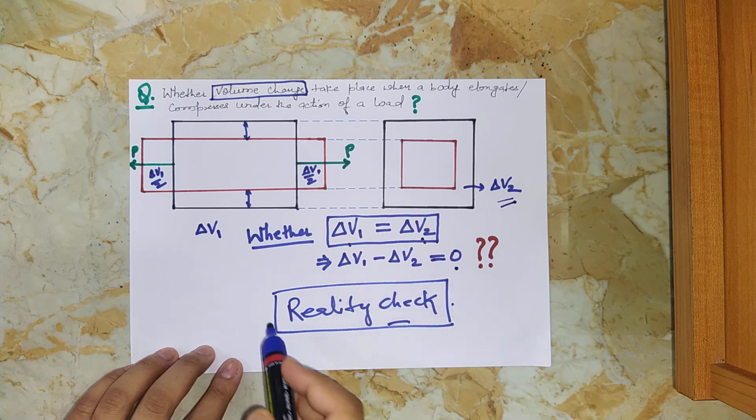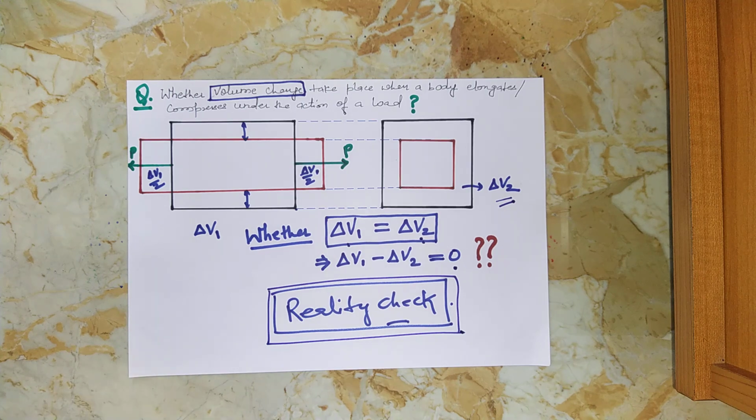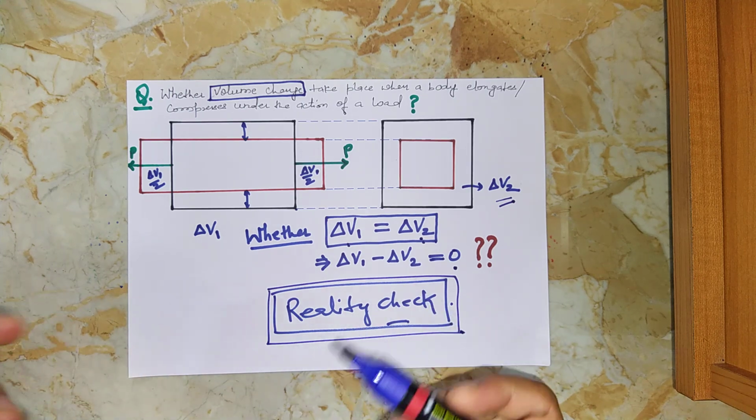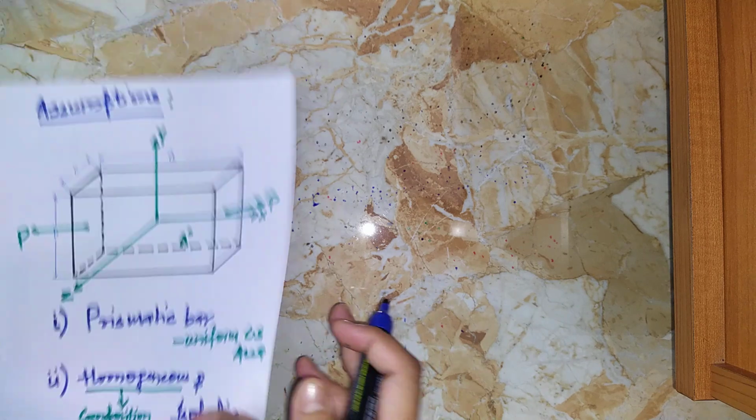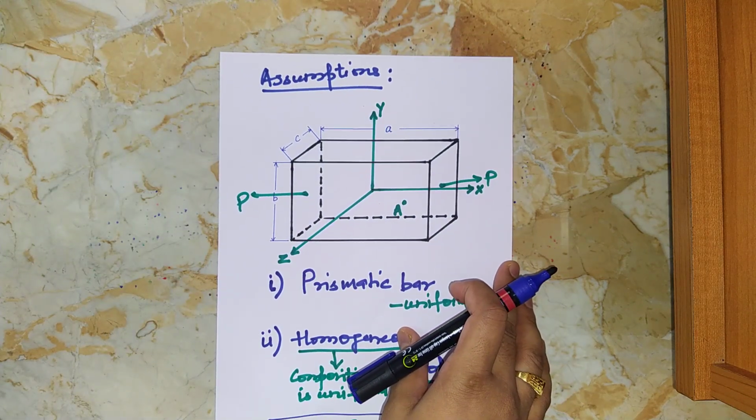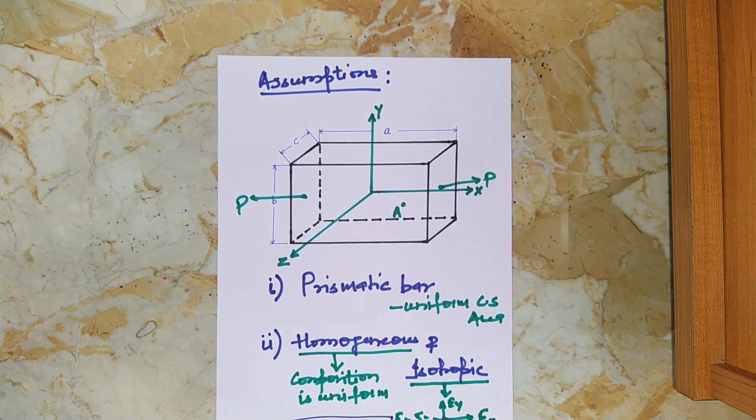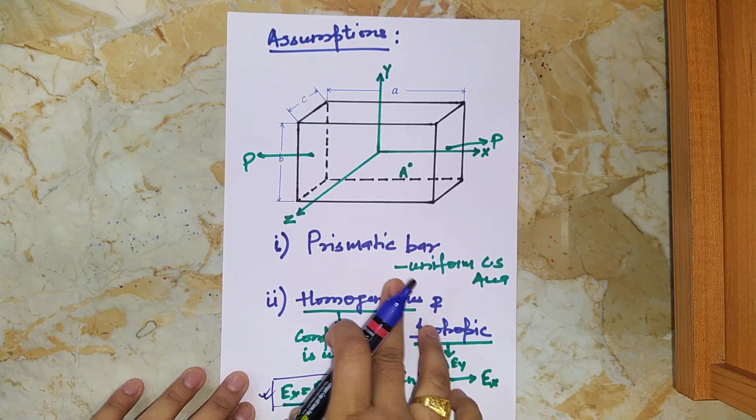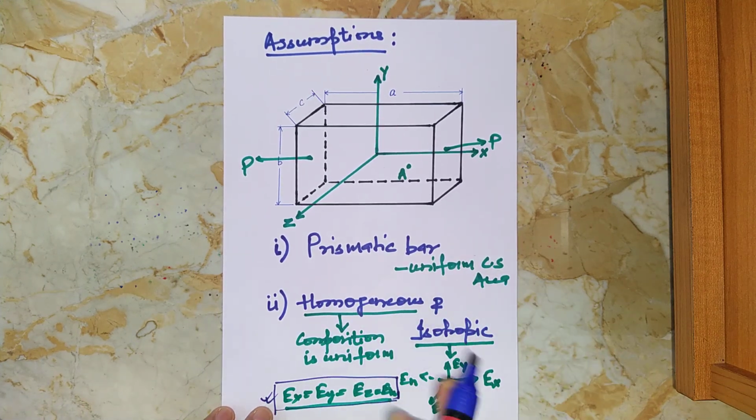So let us do a reality check and find out whether there is a tangible decrease in volume or increase in volume, or the volume remains constant when we elongate a material applying a load P. To start with, let us take some initial assumptions. The first assumption is that the bar we are going to use in this analysis is a prismatic bar. A prismatic bar is something that has a uniform cross-section area.